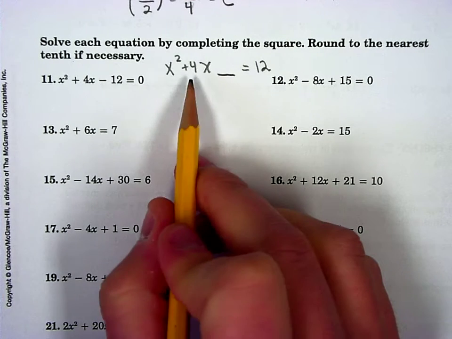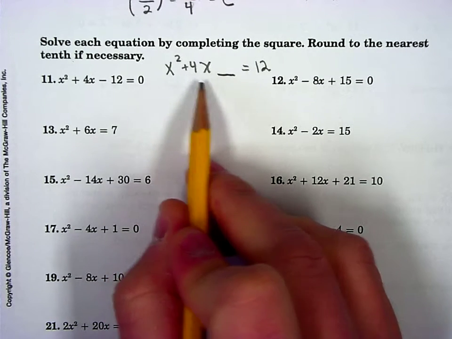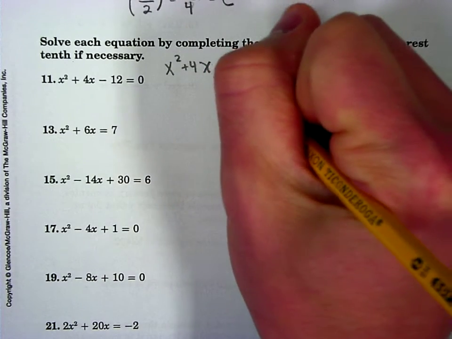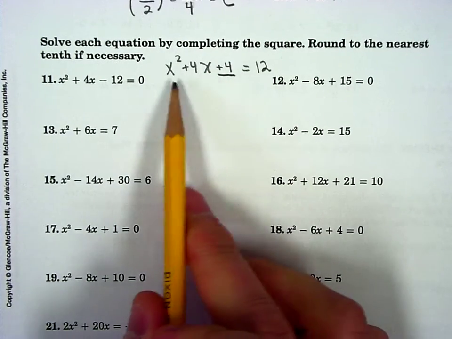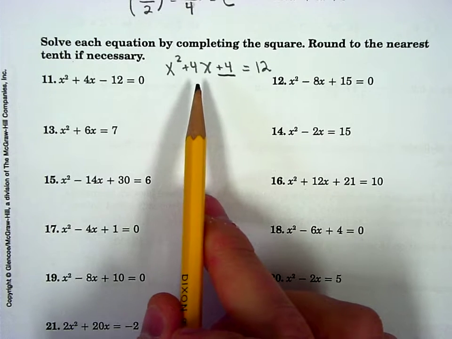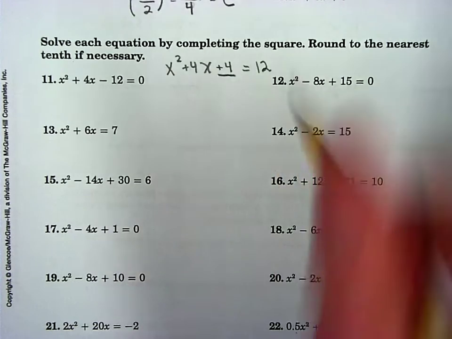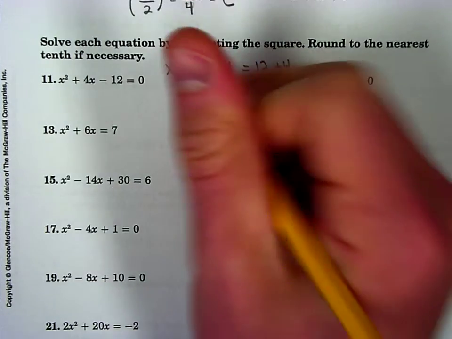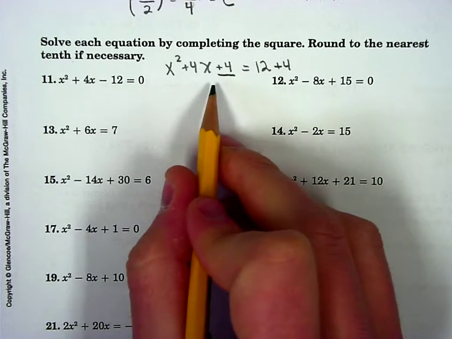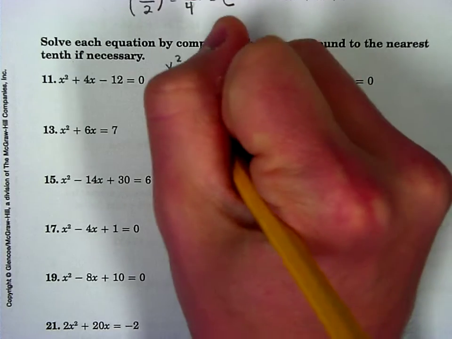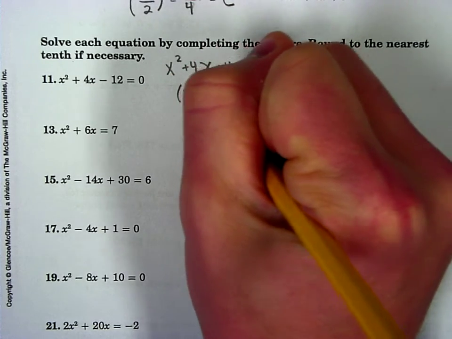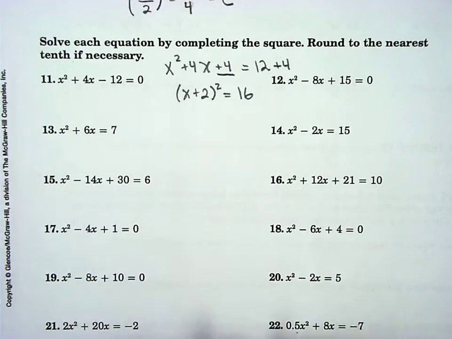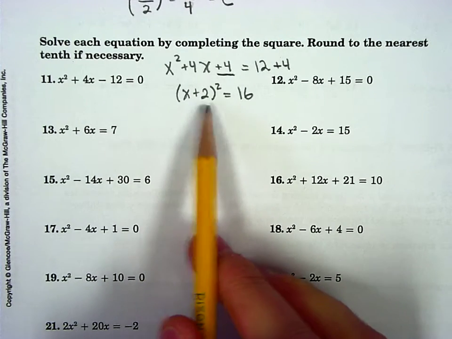So now in order to make this a perfect square trinomial, I want to take half of 4, which is 2. 2 squared is 4. So there's my perfect square trinomial. But remember, whatever you do on one side, you have to do on the other. So I'm going to add 4 on both sides as well. So now I have my perfect square trinomial. I want to factor this as x plus 2 all squared, equals 16. Now I have something that I want.